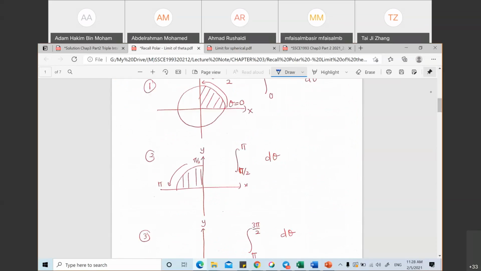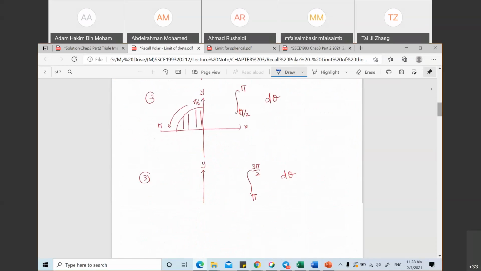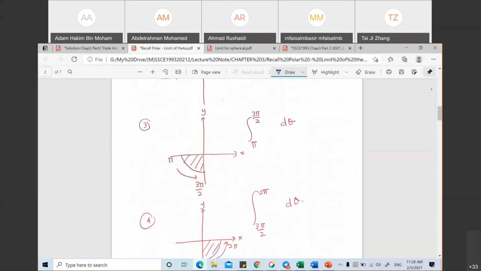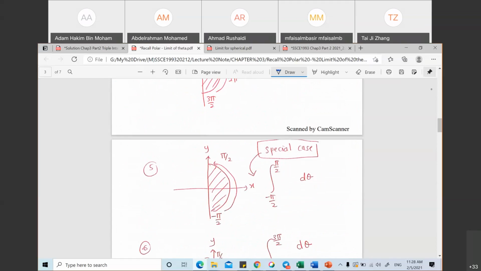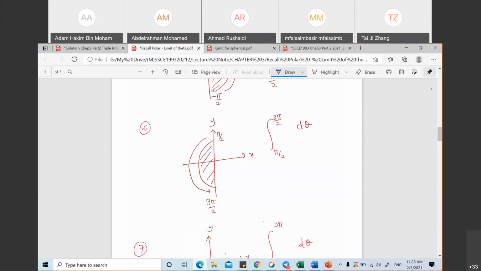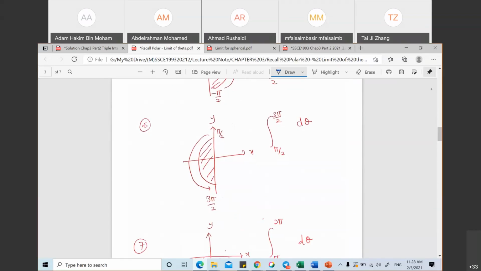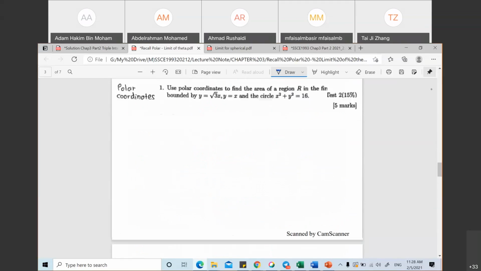Just recall back. This is 0 to pi over 2, pi over 2 to 3 pi over 2, 3 pi over 2 to 2 pi. This is negative pi over 2 to pi over 2. This is pi over 2 to 3 pi over 2. This is pi to 2 pi and 0 to pi.